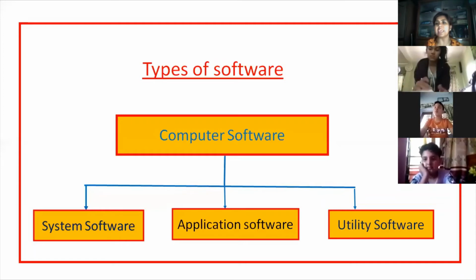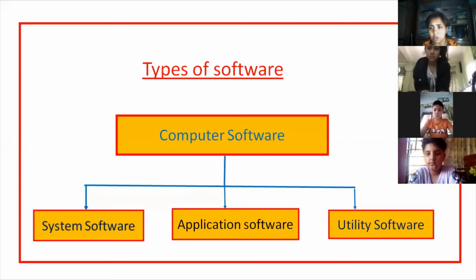For example, a game. If the user wants to play a game and the game is installed there, then the user can play. But if the computer is ready to work, but there is no game, then the user cannot play the game. So the requirements of the user are fulfilled by application software. But to install application software, there must be system software in our computer.